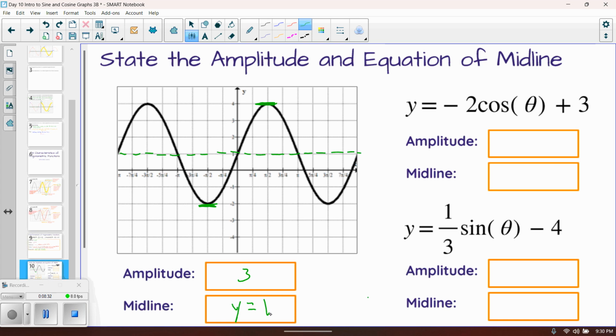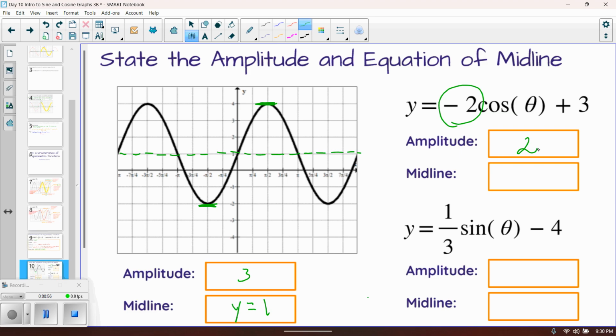So that's how you would do it graphically, by looking at the graph. If you do this from the equation, it's actually probably even easier. The amplitude is the number out in front of the cosine or the sine function. Well, here's the number out in front, that -2. But remember, amplitude is always positive. So even though it says -2, the amplitude is just 2.